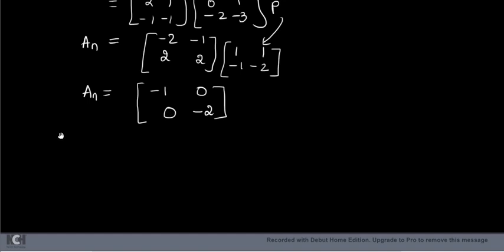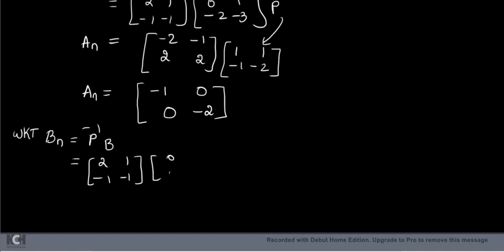Now let us find out what Bn is. What is the formula for Bn? We know that Bn is given by P inverse into B. So you do it, P inverse you know: 2, 1, minus 1, minus 1. B also you know: 0 and 1. If you multiply this, you are going to get 1, minus 1. This is Bn.